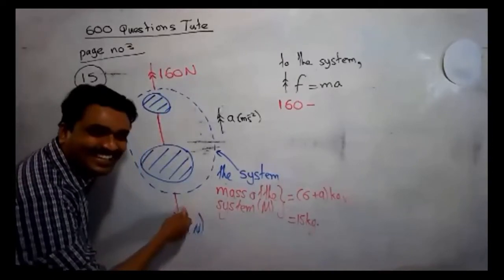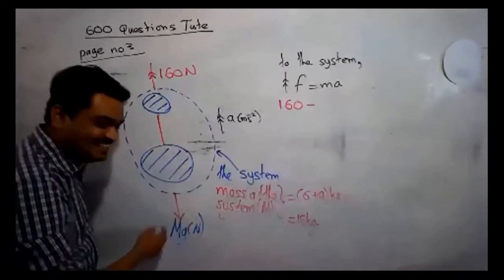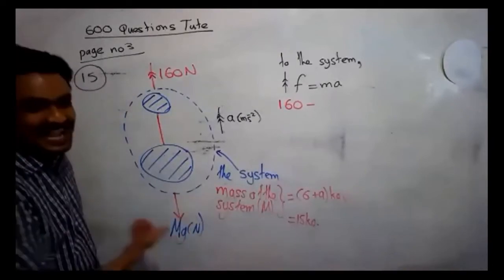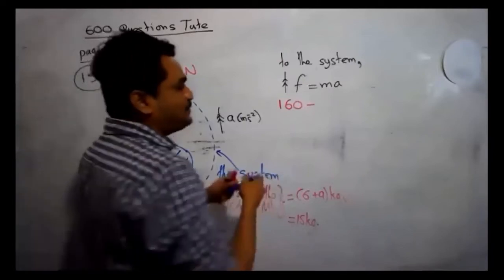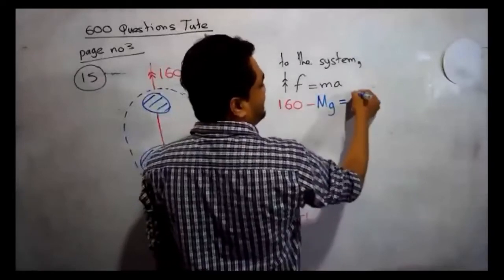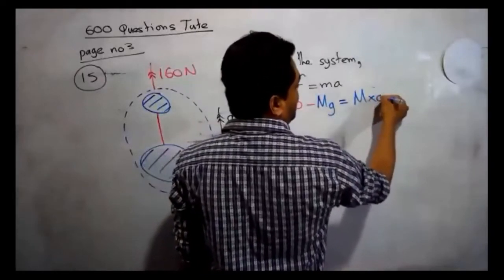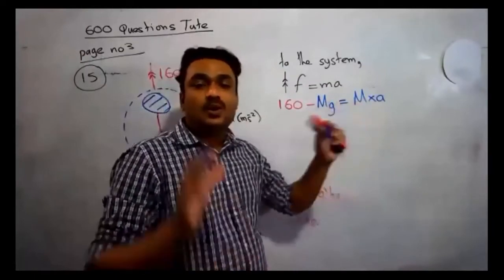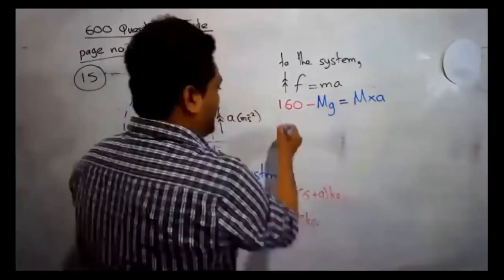Sir, the downward force is capital Mg. I wanted to indicate capital M. Mass is capital M, acceleration is a. Capital M is the total mass of the system.